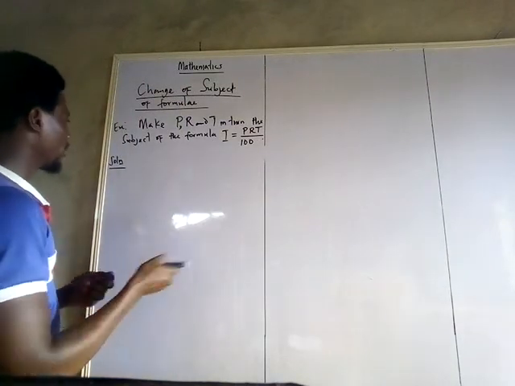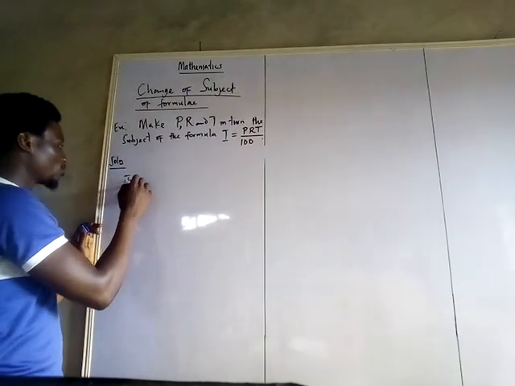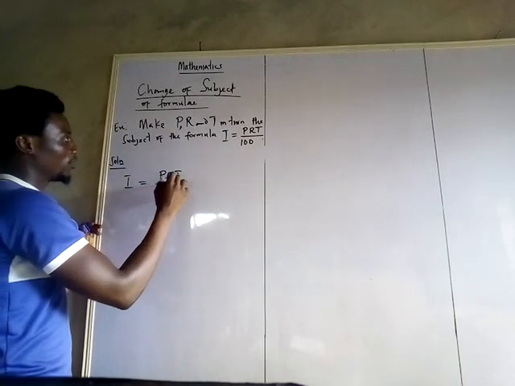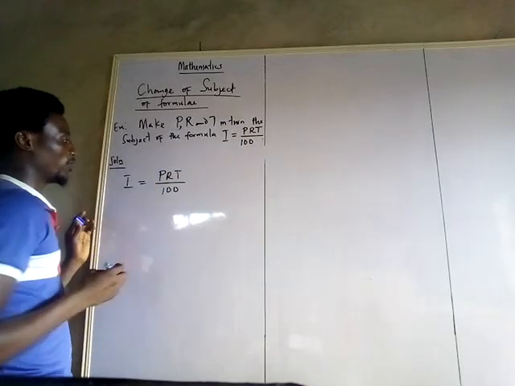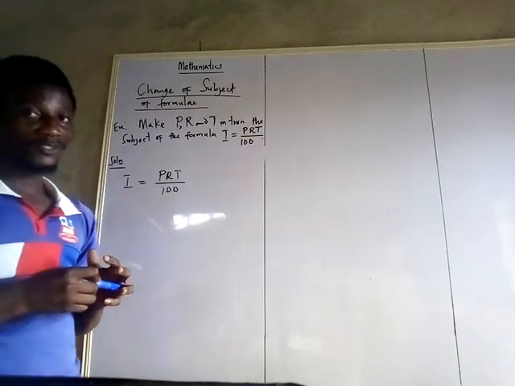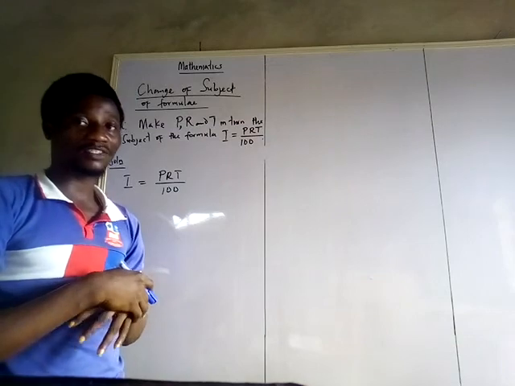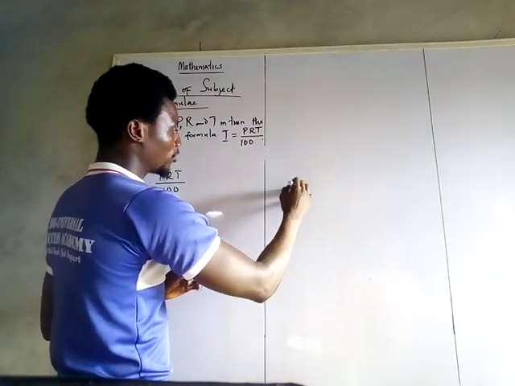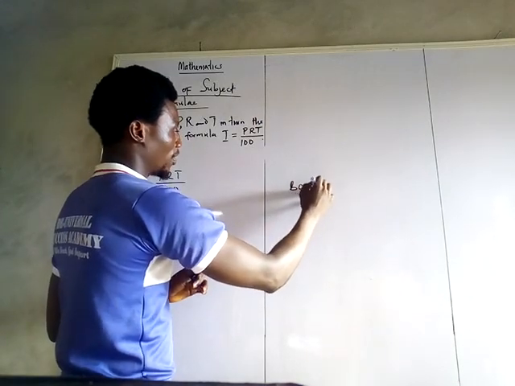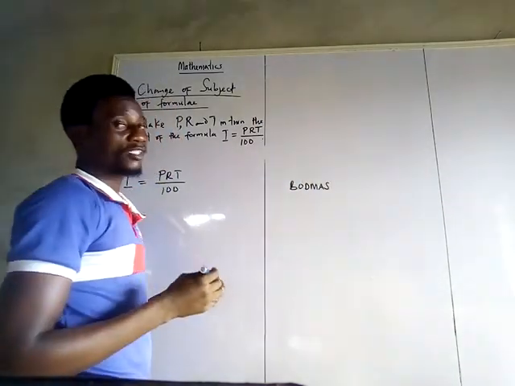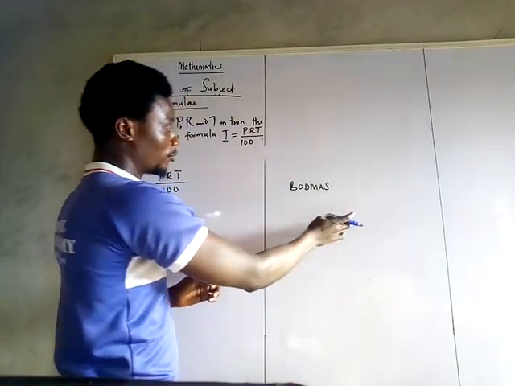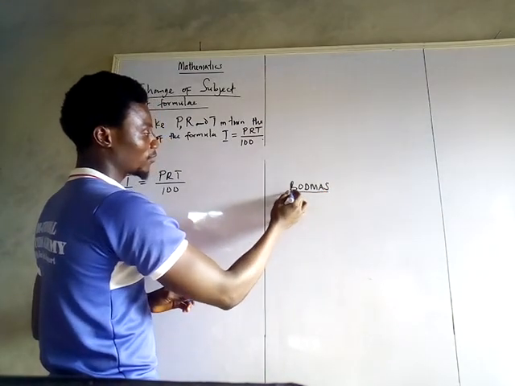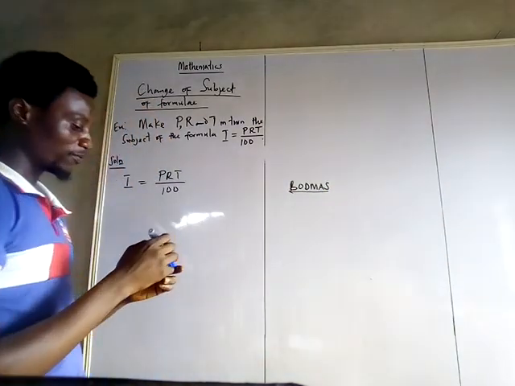Now, what formula are we talking about? I is equal to PRT all divided by 100. Don't forget, I said for you to make any variable the subject of the formula, always remember BODMAS. When you remember BODMAS, this is the order of operation. But as far as change of subject of formula is concerned, you start from the back. You move from the back, then you are coming to the front.